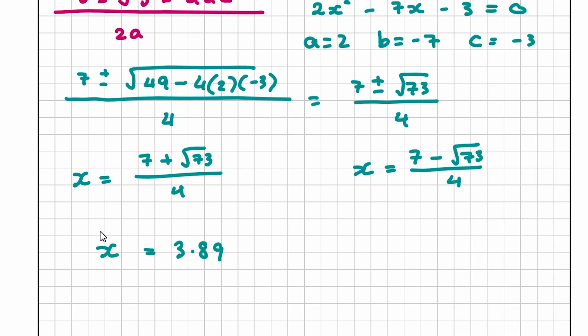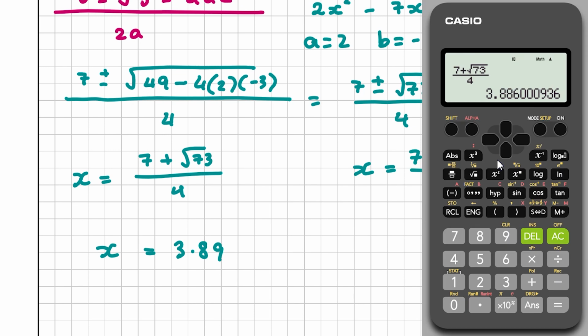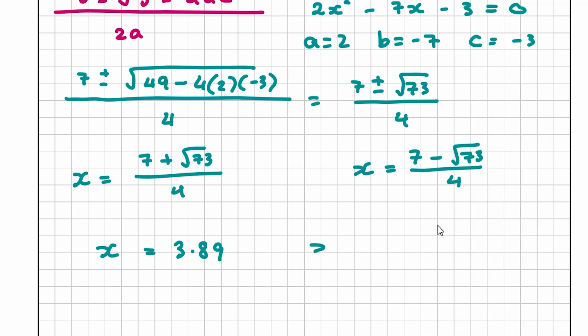And now let's find out what the other solution is. So instead of putting it in again, I'm just going to press the back button here and change this plus to a minus. And that's minus 0.386. Correct to 2 decimal places, that's minus 0.39. So these are our two solutions, correct to 2 decimal places. And for these two solutions, you're going to get a total of 5 marks.